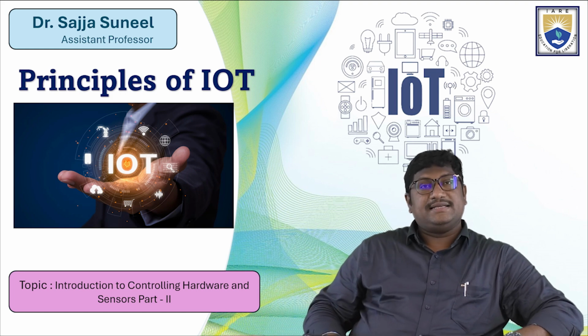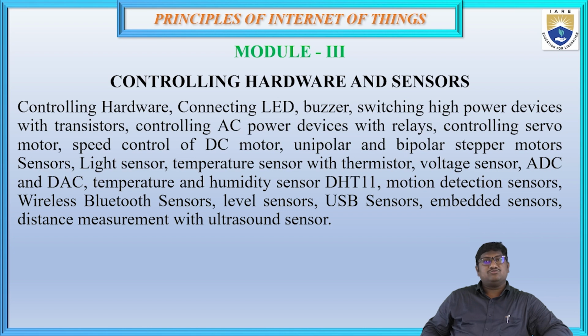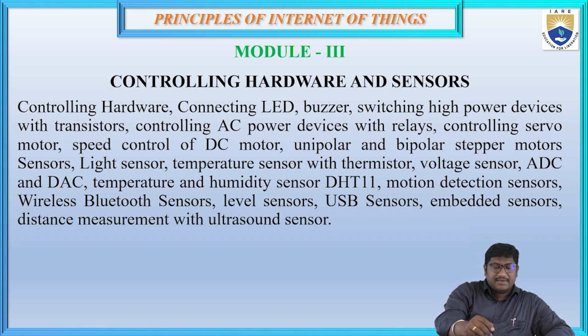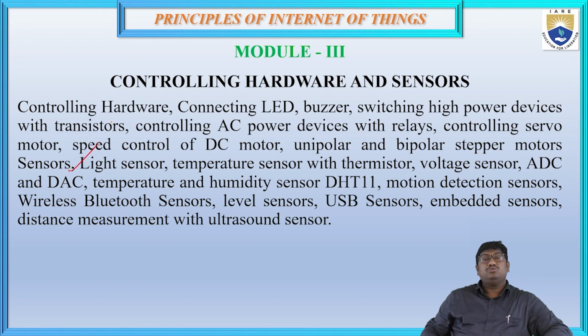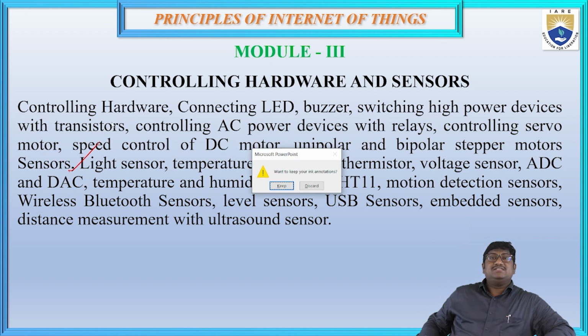Now let's enter into this particular topic. As I told you, these are the different kinds of sensors which are utilized. In my previous classes, I discussed up to these particular sensors. In today's class, we are going to discuss temperature sensors with thermistor, voltage sensor, ADC to DAC, temperature humidity sensor DHT11, motion detection sensor, wireless Bluetooth sensor, USB sensors, and embedded sensors also. Have a look, guys, at how these things are going to be discussed in detail.